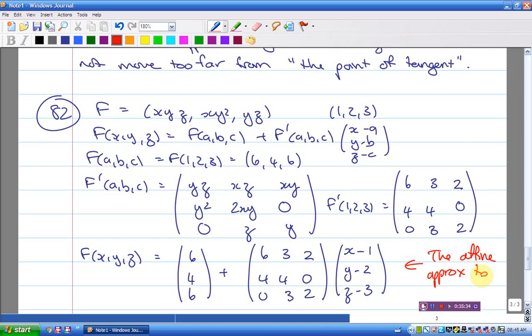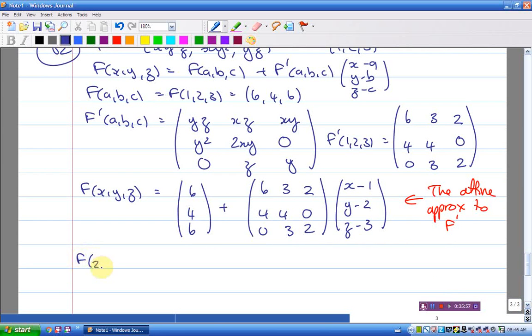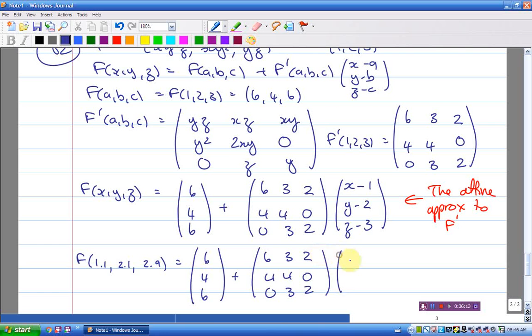And that is like a straight line equation. It plays the same role in a vector field as a tangent line does in a single variable function. Okay, but then the question did say that we should use our affine approximation to approximate big F at this other point. So all you do is plug that other point, 1.1, 2.1, 2.9, in where x, y, and z were. 1.1 minus 1, 2.1 minus 2, 2.9 minus 3, ta-da, and then you just multiply that out. So you multiply the matrix with the vector and get something with some little decimals in it. Add it to 6, 4, 6.